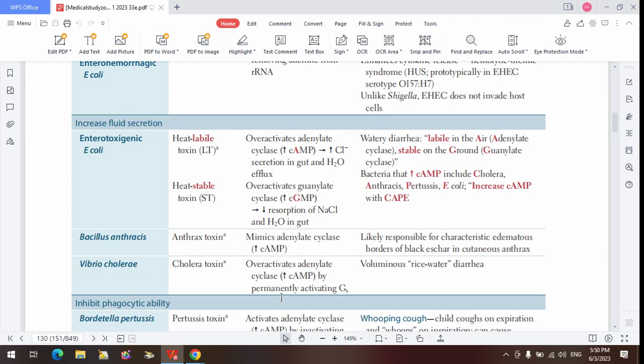Okay, so basically they are all increasing fluid secretion by activating cAMP, except the heat stable one. The heat stable is activating guanylate cyclase, by decreasing the reabsorption. So it's working in the opposite way, opposite to that of cAMP. Whereas cAMP is promoting chloride secretion and water efflux, cGMP is decreasing reabsorption of sodium chloride and water.